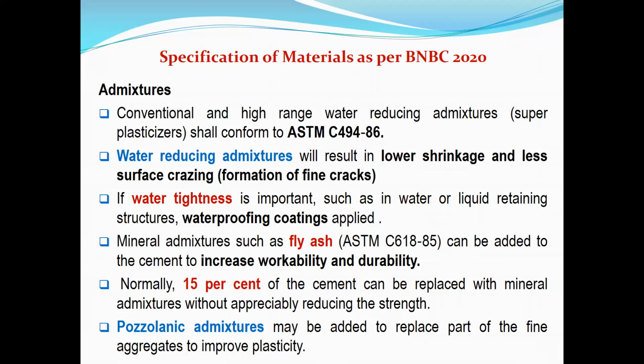So instead of cement, you use mineral admixtures, and cement has a proportion. For example, 3 parts cement, 3 parts sand, and 1 part cement. Then if you make that part 100, then 15% can be replaced with mineral admixtures. And pozzolanic admixtures may be added to replace part of the fine aggregates to improve plasticity. Pozzolanic admixtures means it will create bond or increase the cementitious capacity.